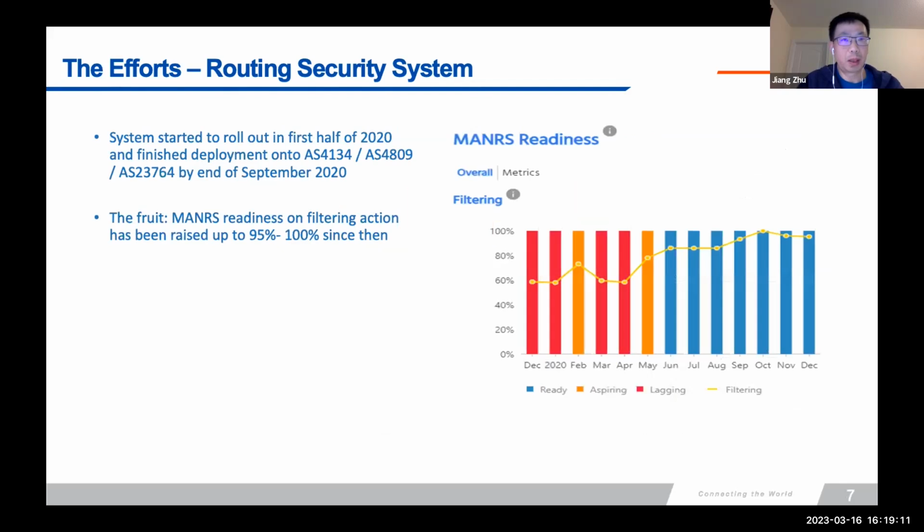After months of preparation, the system started to roll out in the first half of 2020 and finished deployment onto AS4134, 4809 and 23764 by the end of December 2020. You will see from the MANRS readiness observation that the readiness percentage on the filtering action increased from 6%, to 60%, maybe 75%, up to 80%, and then to 100% later in the year. The percentage shows the level of conformance to MANRS, and 100% indicates full conformance in that month.